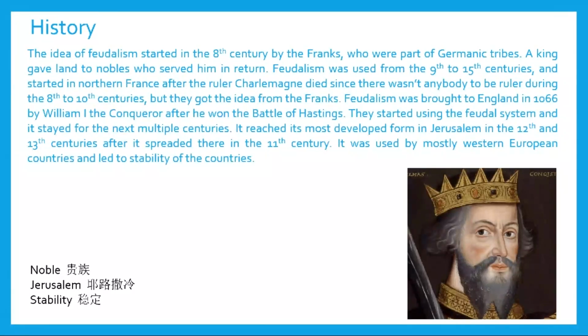Slow reading. The idea of feudalism started in the 8th century by the Franks, who were part of Germanic tribes. A king gave land to nobles who served him in return. Feudalism was used from the 9th to 15th centuries and started in northern France after the ruler Charlemagne died, since there wasn't anybody to be ruler during the 8th to 10th centuries, but they got the idea from the Franks.